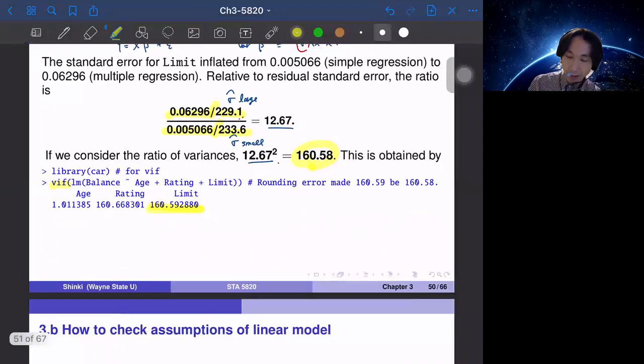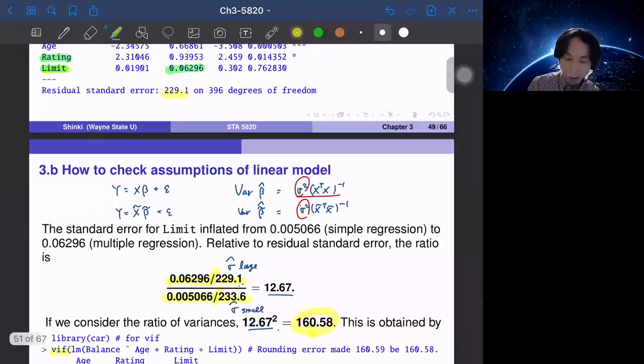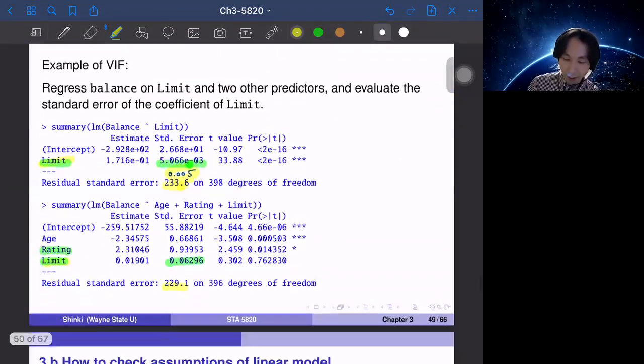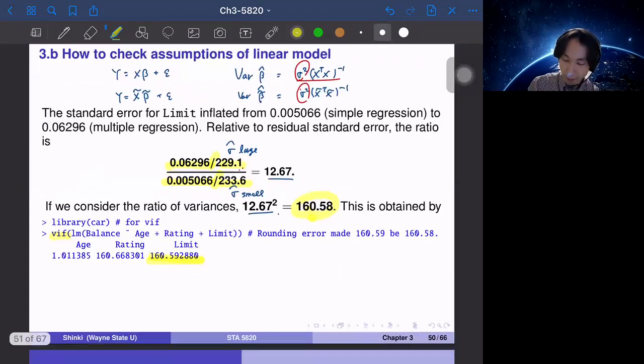So in this case, the variance inflation factor is 160, and a VIF of more than 10, so 160 is much more than 10, means that we say the variance inflation is noticeable.